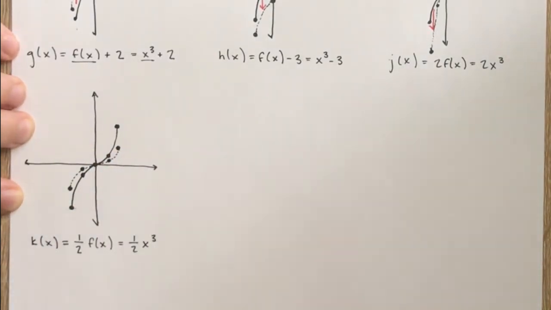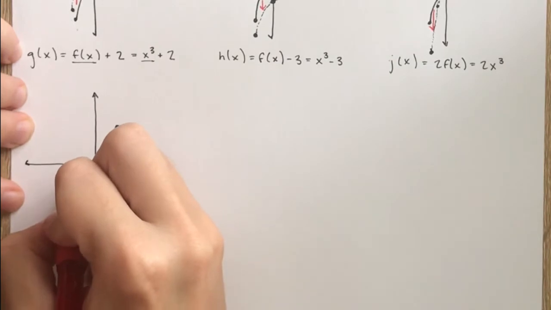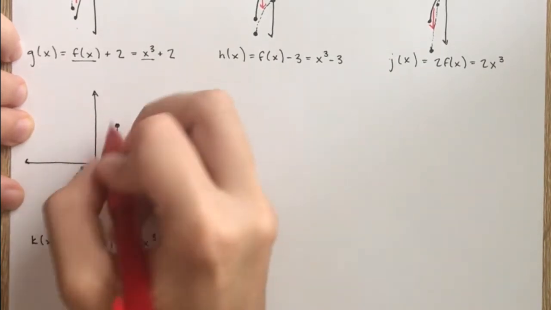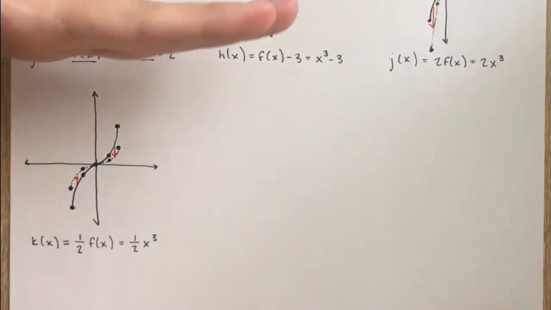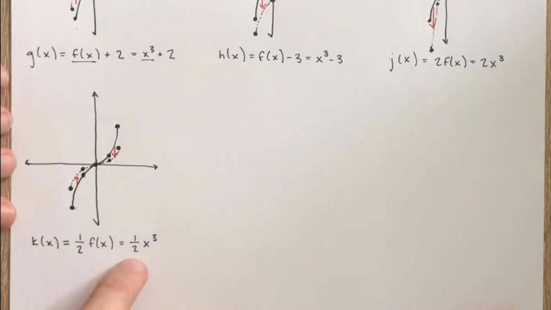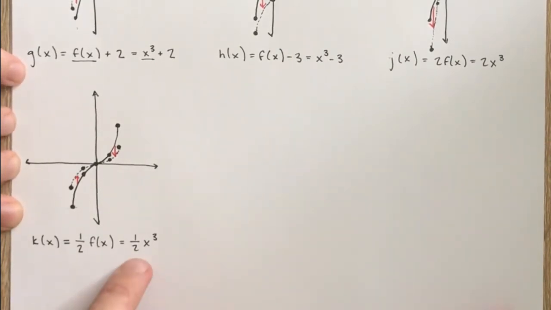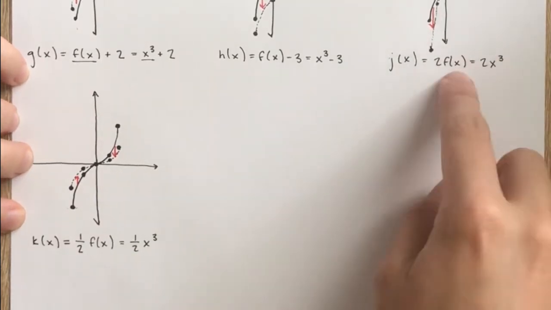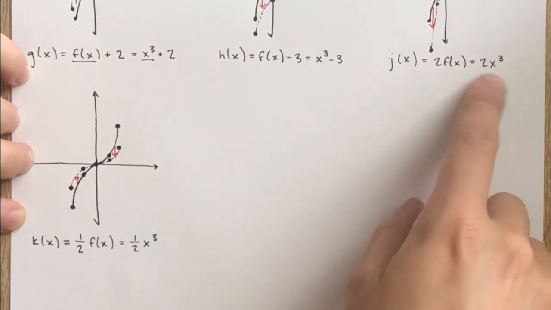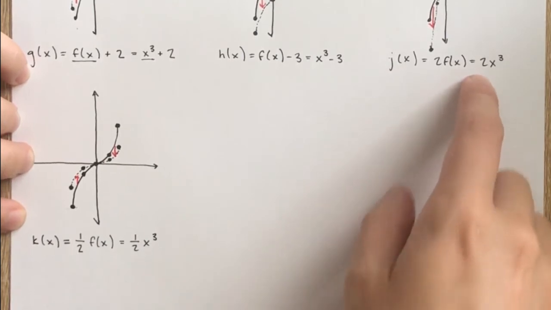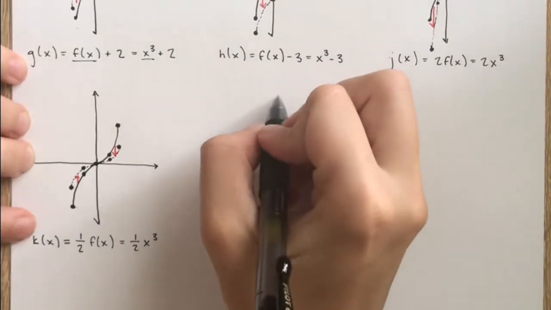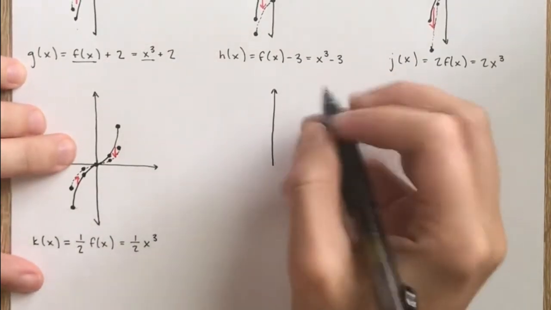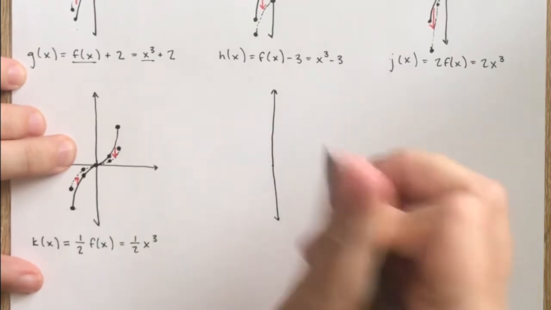What's going on here? It looks like we've kind of squished our graph, right? We are squishing the graph towards the x-axis. The y values are half of what they were before. Over here in our last function, we also multiplied, but we multiplied by 2. And here, the y values are twice what they were before. All right, one more individual example, and then we'll try some mixed together.